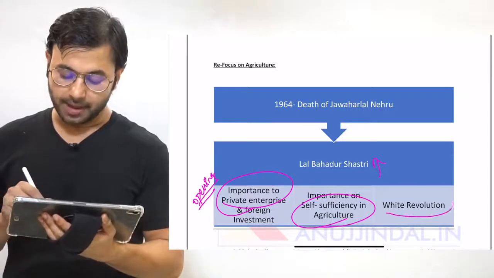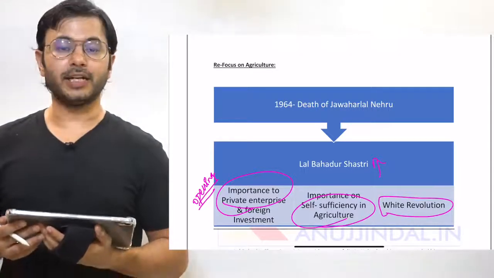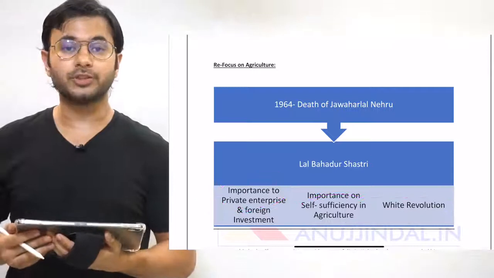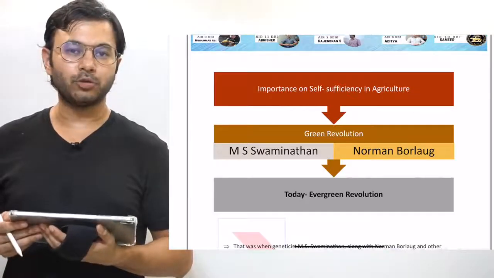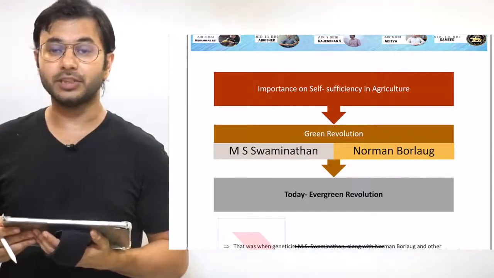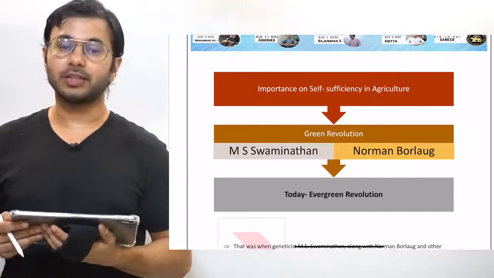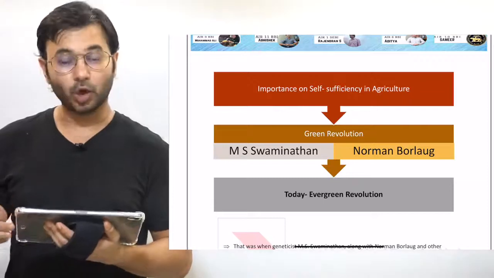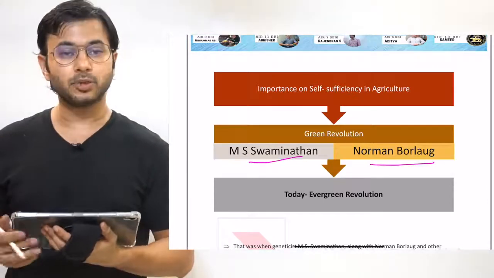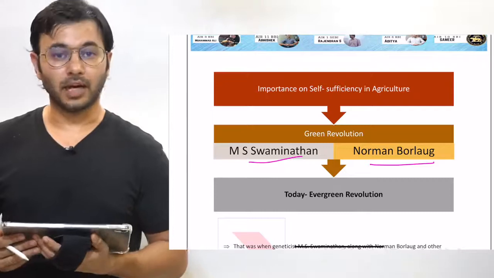And therefore, he embarked on a new journey of White Revolution, which was started by Verghese Kurian. Now, we have talked about the White Revolution very briefly, but we have not touched upon the Green Revolution. The Green Revolution was started by two major scientists, the Mexican Norman Borlaug and the Indian M.S. Swaminathan, who were given a push by Lal Bahadur Shastri.